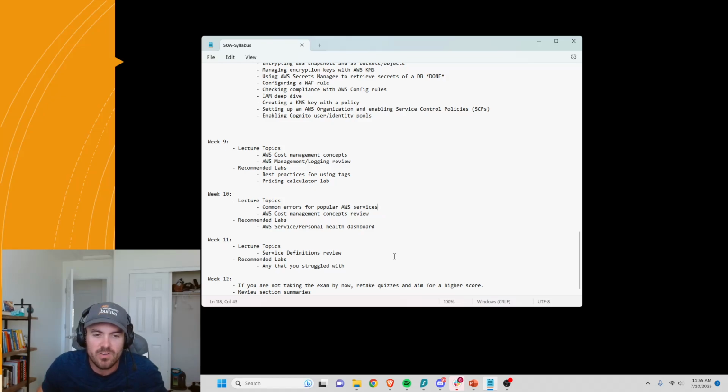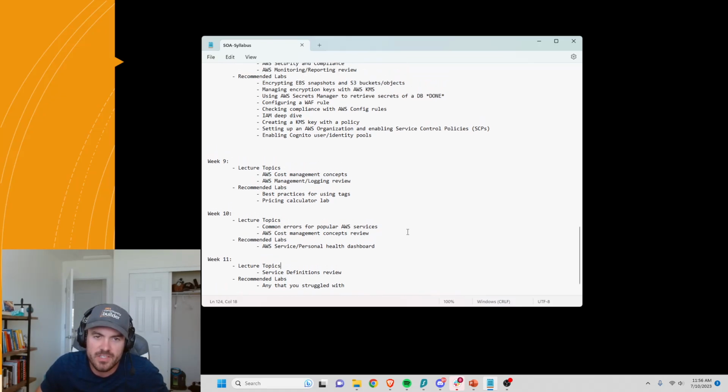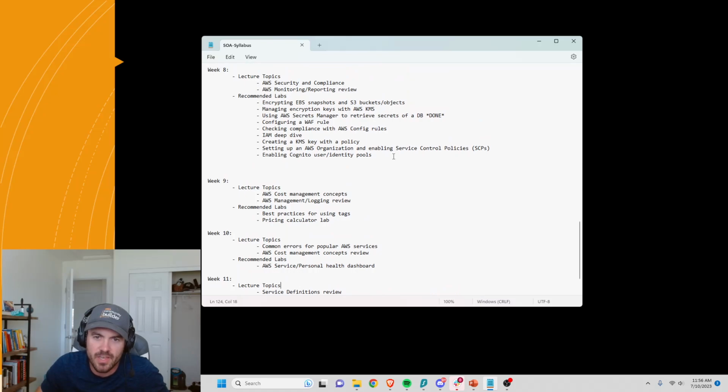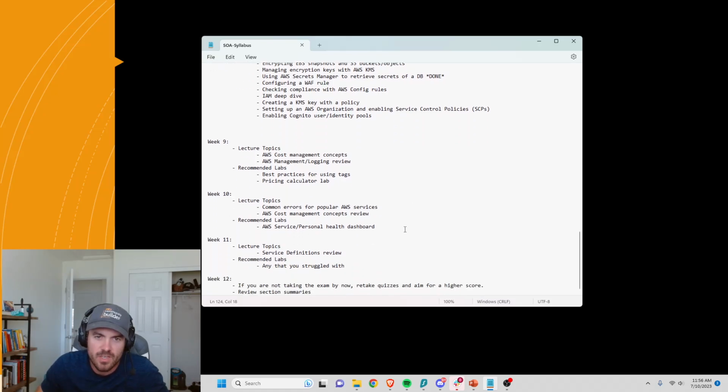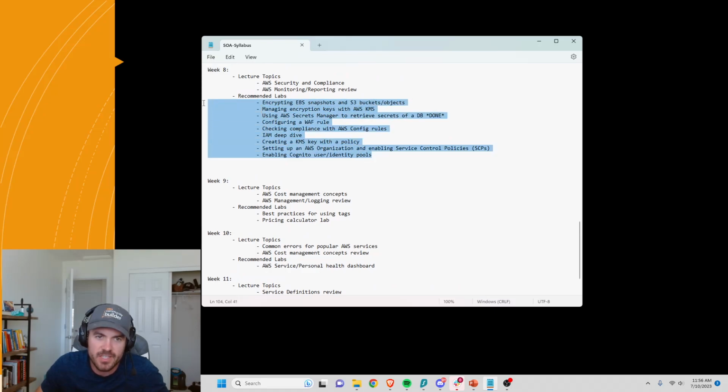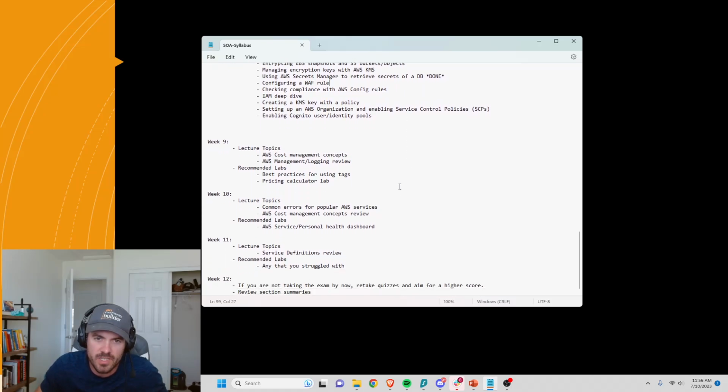And then in week 11, we're going to review some definitions of popular services, things you can expect to see on the exam. This also gives you a preview of the labs that you'll want to be doing. Once this is actually finalized, these labs may change, but this is just a good idea of what you can expect to see week to week. And finally, in week 12, if you didn't schedule the exam for week 12, just retake some of the quizzes and aim for a higher score, and then review the summary of each section at the end of the section.